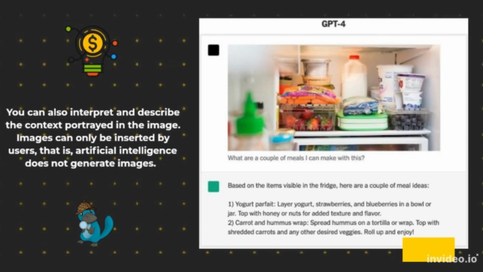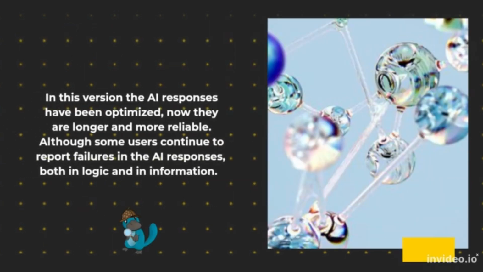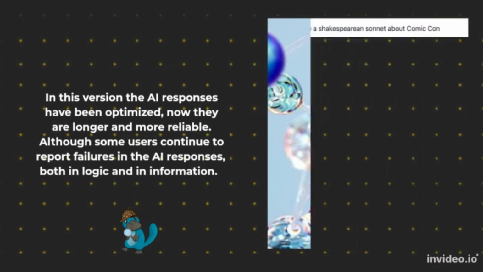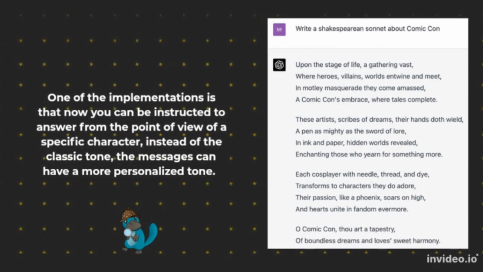In this version, the AI responses have been optimized, now they are longer and more reliable. Although some users continue to report failures in the AI responses, both in logic and in information. One of the implementations is that now you can be instructed to answer from the point of view of a specific character. Instead of the classic tone, the messages can have a more personalized tone.